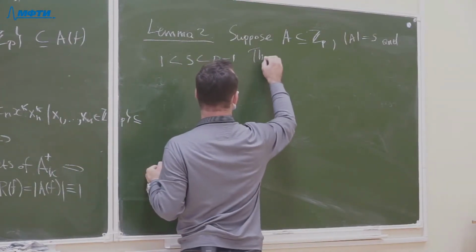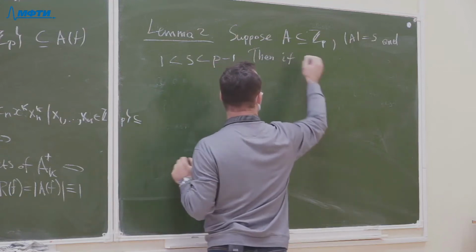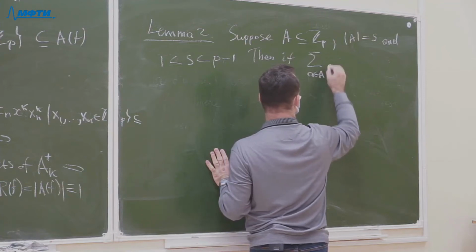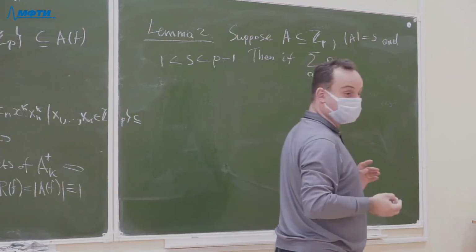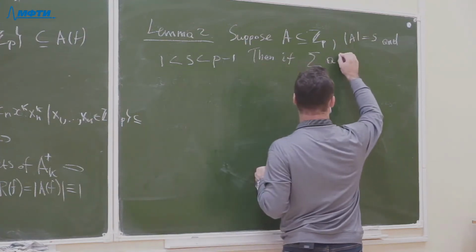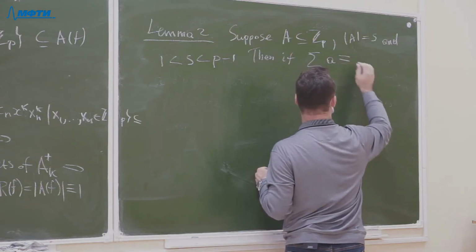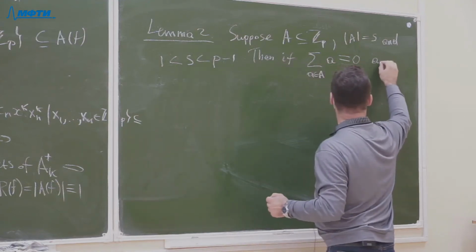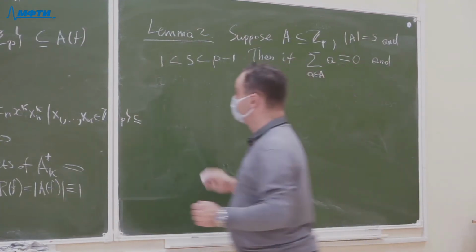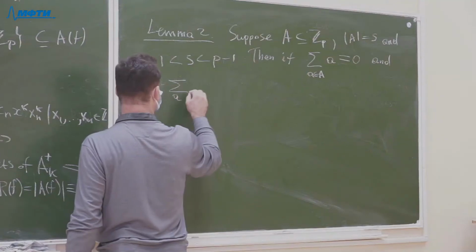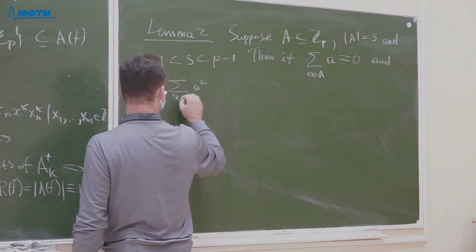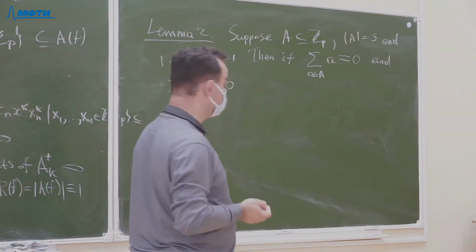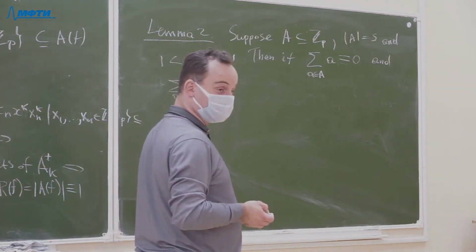Then, if the sum over a inside A of all the elements of A is 0, and the sum of squares of all the elements of A is also 0, then A is not an arithmetic progression.